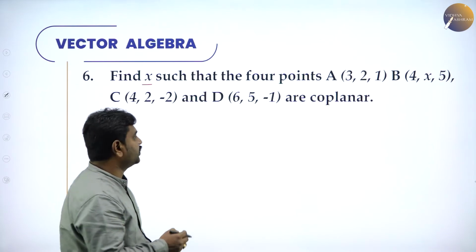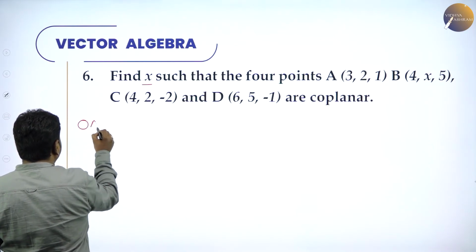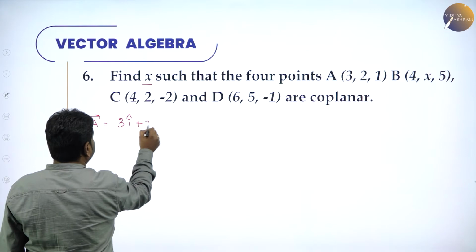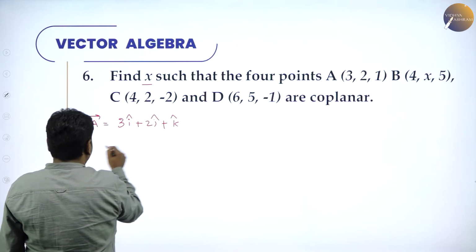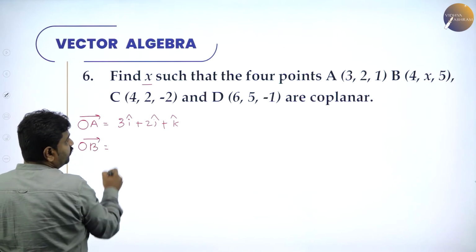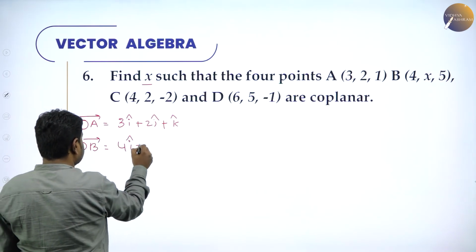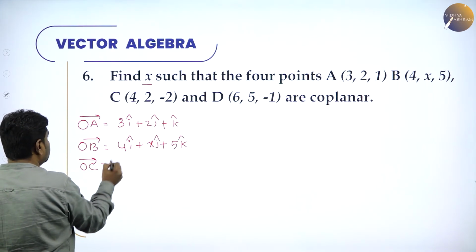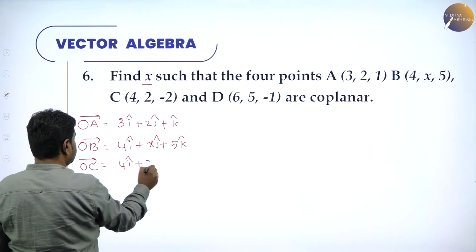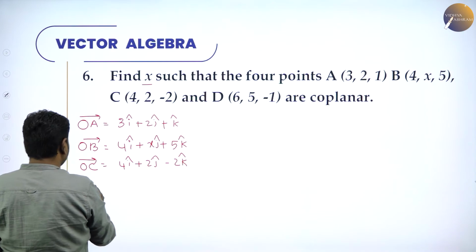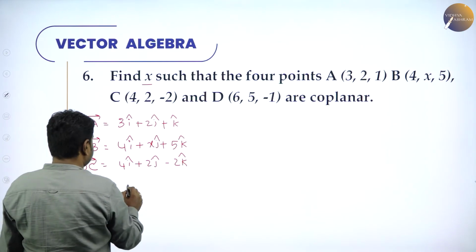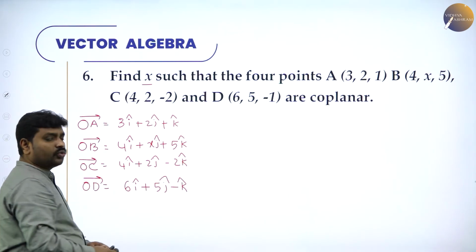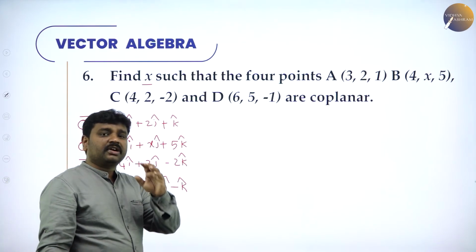From the points, create co-initial vectors. So they give points. So from that I'll write OA. OA means what? Position vector of A. For the point, put ijk. So 3i cap plus 2j cap plus k cap. And OB means position vector of second point. What is second point? 4, x, 5. 4i cap plus xj cap plus 5k cap. Then OC. OC means position vector of third point. For C, you put ijk. 4i cap plus 2j cap minus 2k cap. And then OD. OD means position vector of point D. That is 6i cap plus 5j cap minus k cap. Dear students, if they give a point, for the point if you put ijk, they will become position vectors.